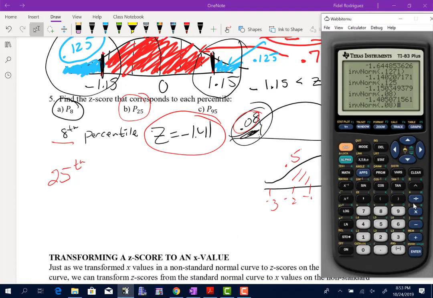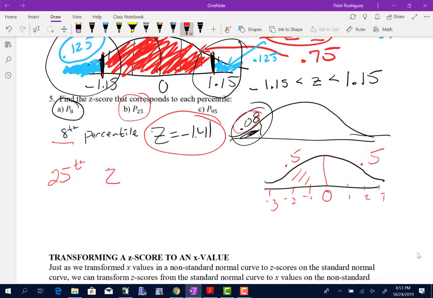We're going to go inverse norm, but now we're going to type in 0.25. So 25. Close that off. Negative, right? So my z value again is negative 0.67. Guys, look at the area that we're looking at. We're looking at 25%. So isn't 25% roughly half of, if that's 50%, 25% would have been half of that area, right? So I'm still in the negative range, okay?